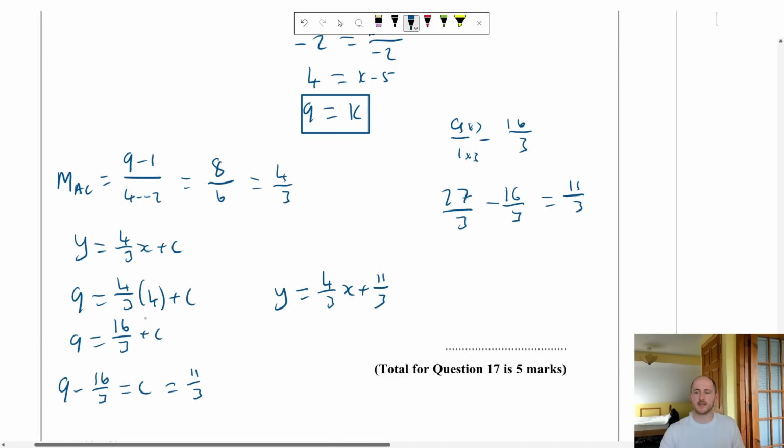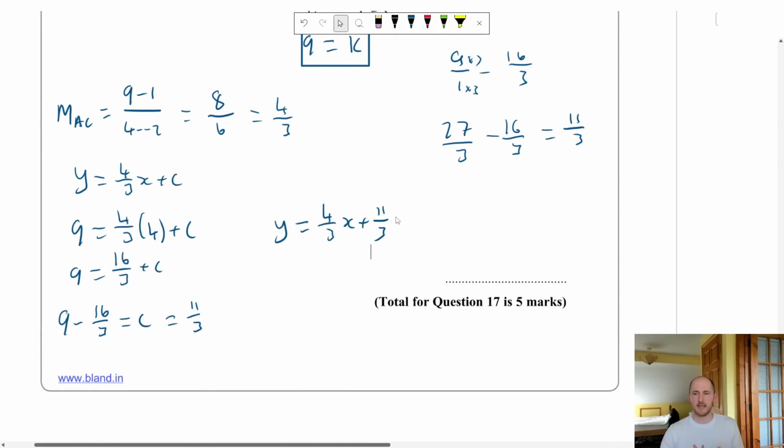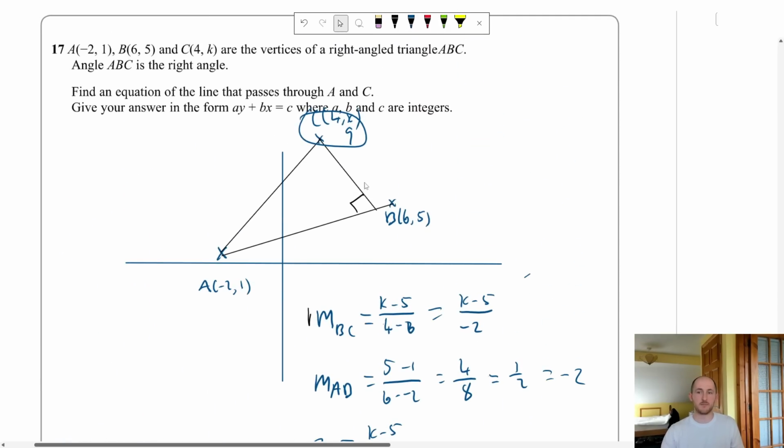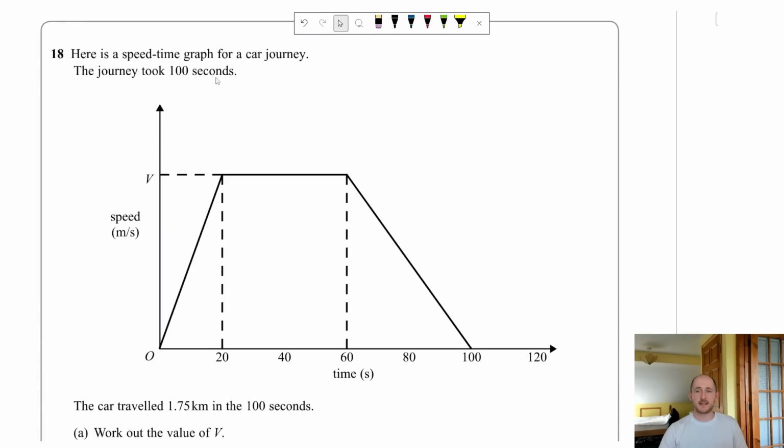But if you notice, our answer has to be in the form ay plus bx equals c, where a, b, and c are integers. If I times everything by 3, everything's now an integer. 3y equals 4x plus 11. Then I'm just moving the x over to the left side. We get 3y minus 4x equals 11, because that's the form it told me to put it in. That's the only reason why I've done that. And we are finished.